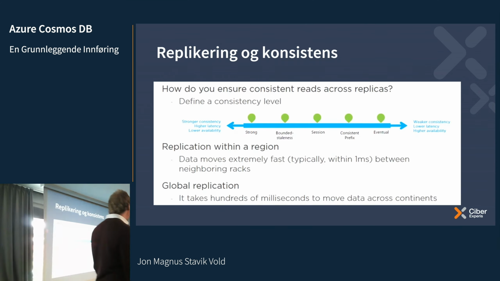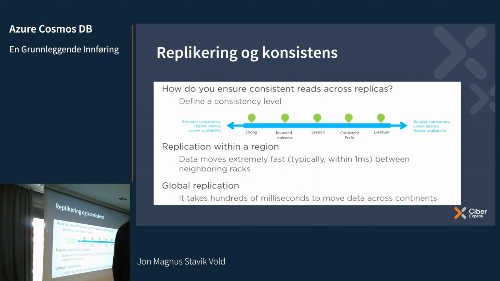Replication and consistency. Here you have a bar that shows the consistency levels. You can have strong consistency, with stronger consistency, higher latency, and lower availability, or you can put it on the right side, eventual, weaker consistency, lower latency, higher availability.